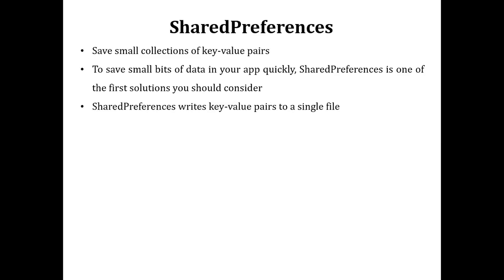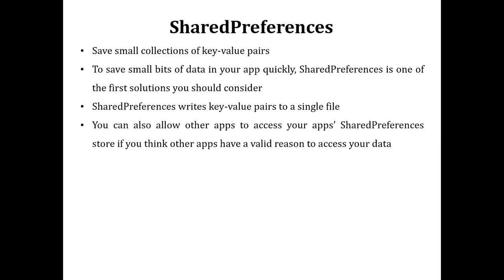As I said, shared preferences writes key value pairs into a single file. That file can be shared among different applications, if required. So you can also allow other apps to access your application's shared preferences store if you think other applications have a valid reason to access your data. Whatever data is maintained by your app using shared preferences can be shared among the different applications in your mobile device.